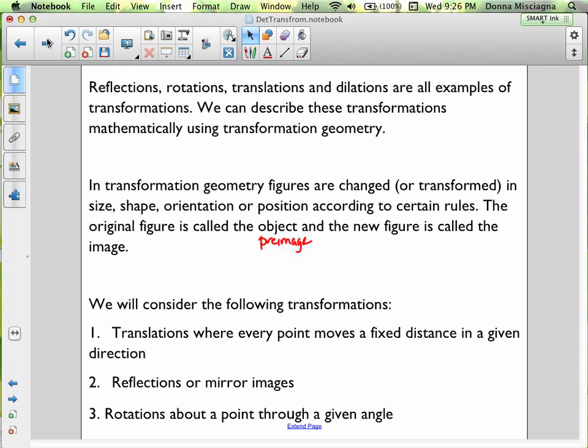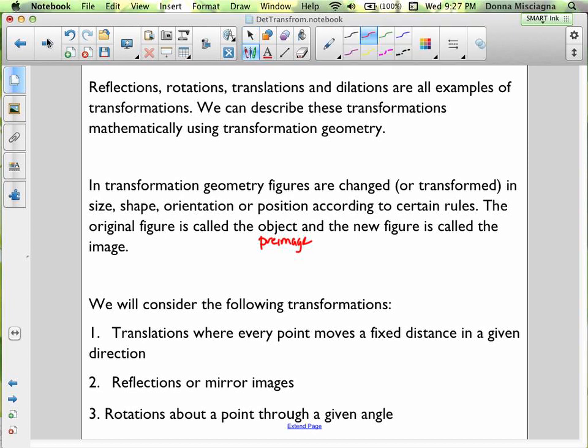We will consider the following transformations in this series of lessons. Translations, where every point moves a fixed distance in a given direction. Reflections, or mirror images. And rotations about a point through a given angle. In a later series of lessons, we'll learn about dilations. Okay? Actually, it'll be next quarter.